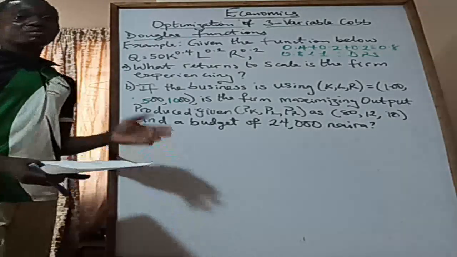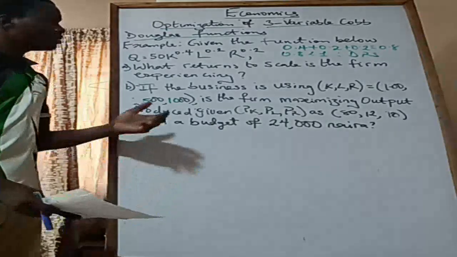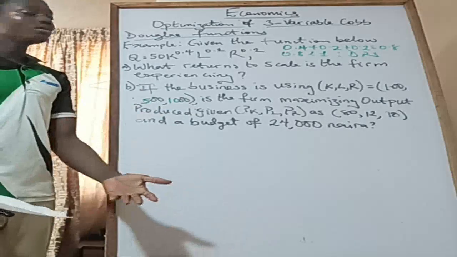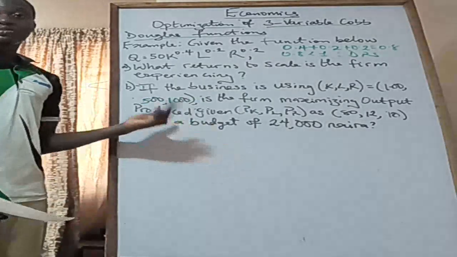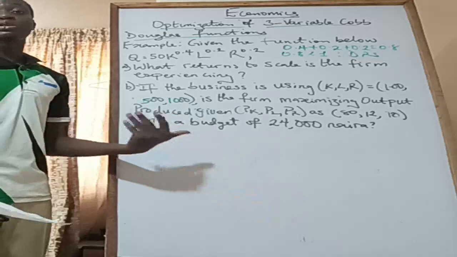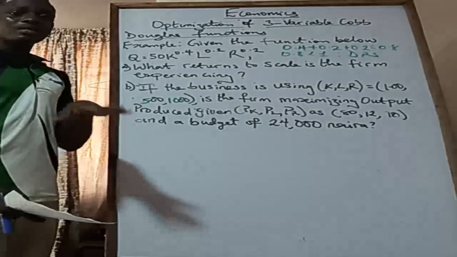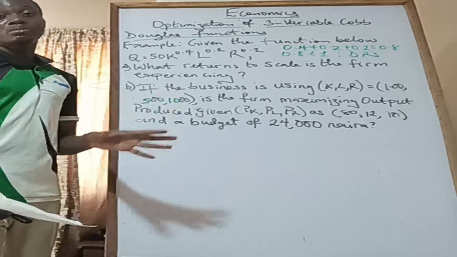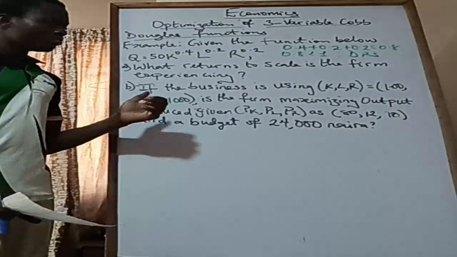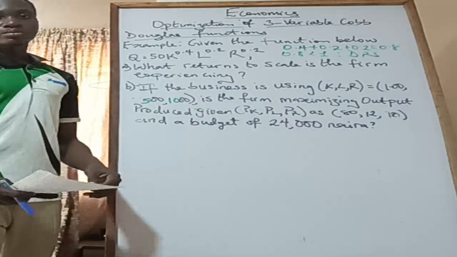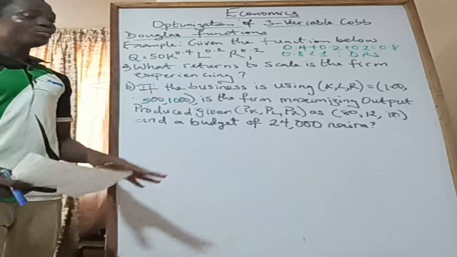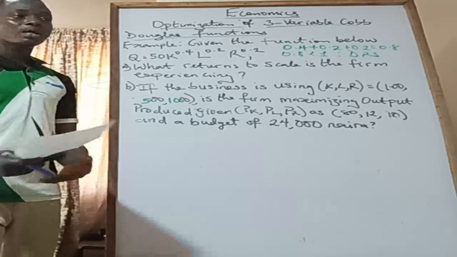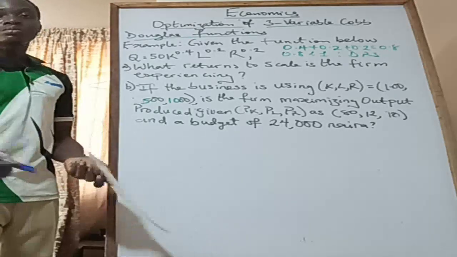Now the second question, which is the big deal here, says the business is already producing and is using this input combination, you can call it factor combination or input combination. But as a consultant, the very brilliant mind that you are, is this the best that the business can do? So that's the question. So what do we do? We set up our Lagrangian function, and then from there we go on optimizing.